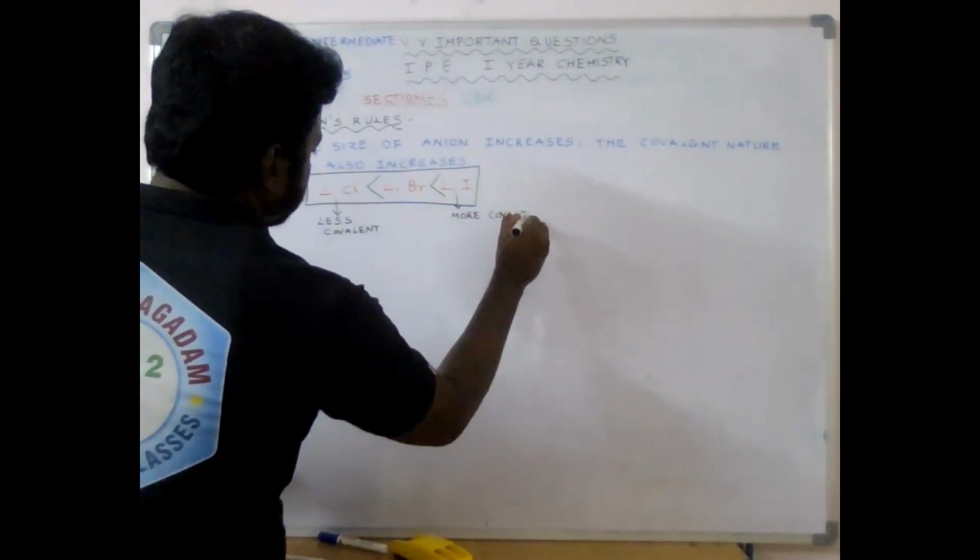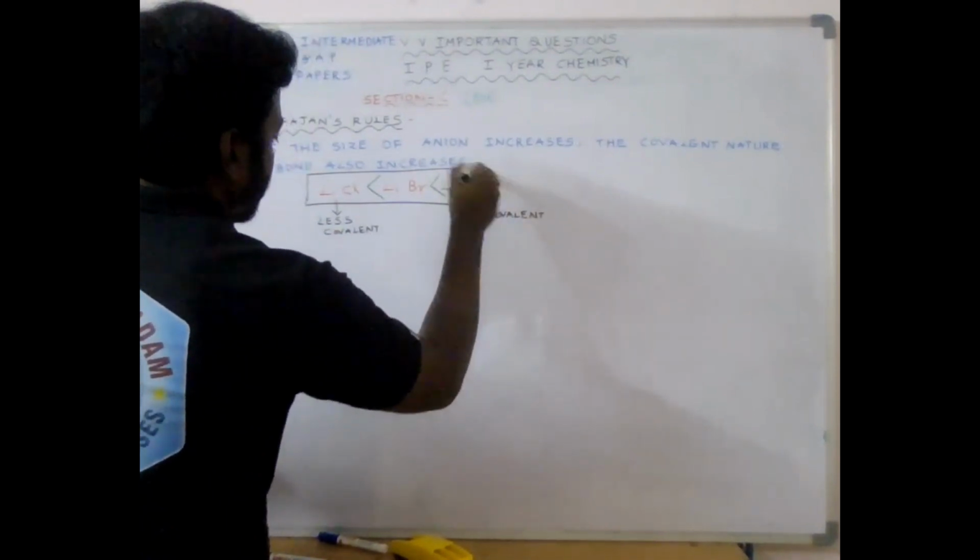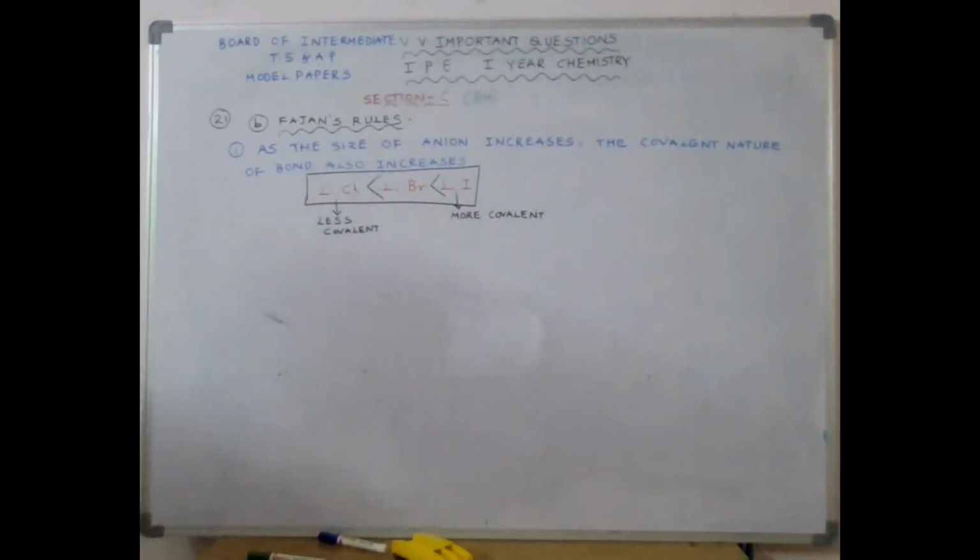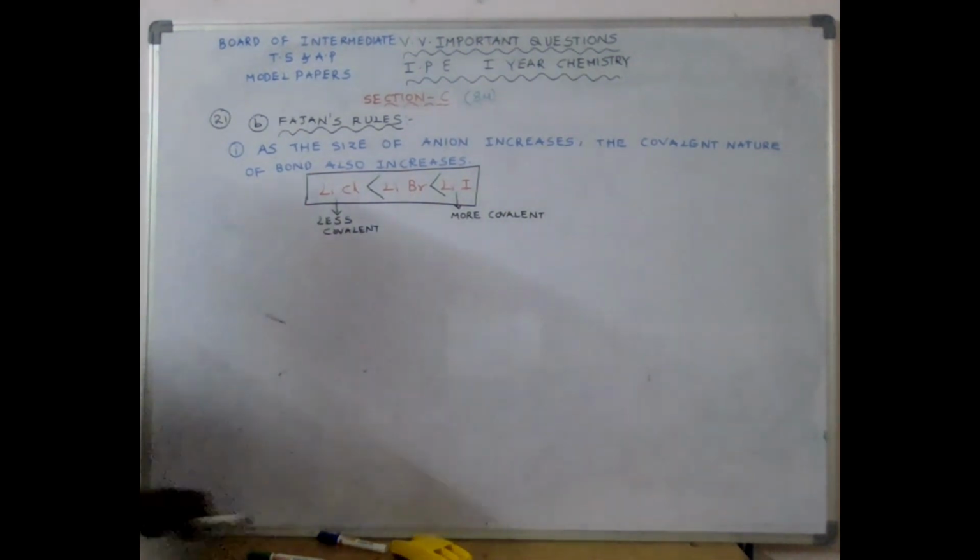More covalent. Why? The reason is that iodine has a larger size. The anion size is larger. That is why it is more covalent.